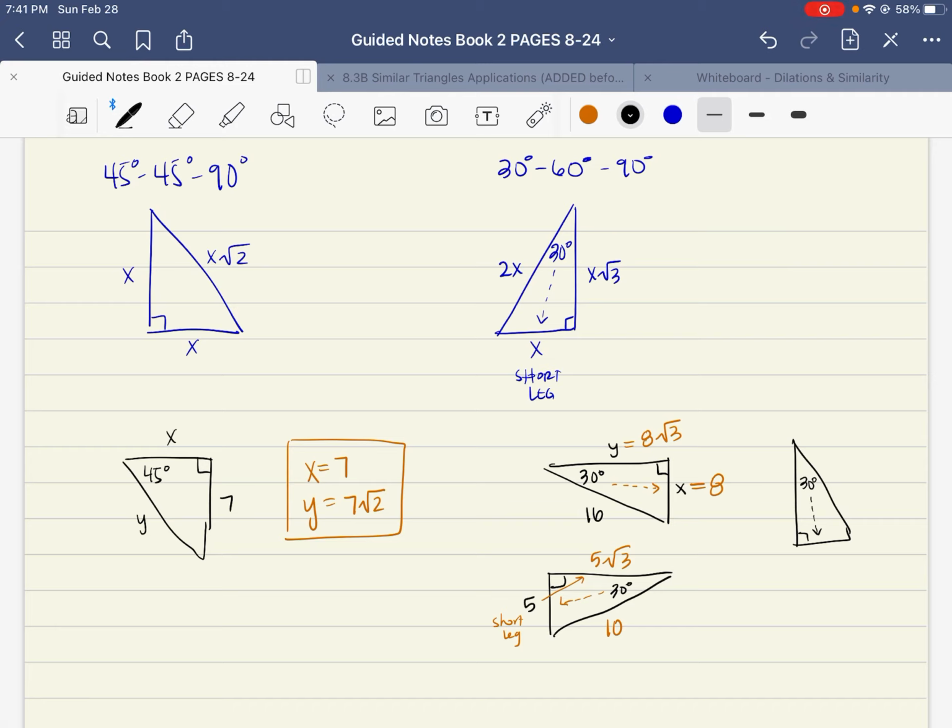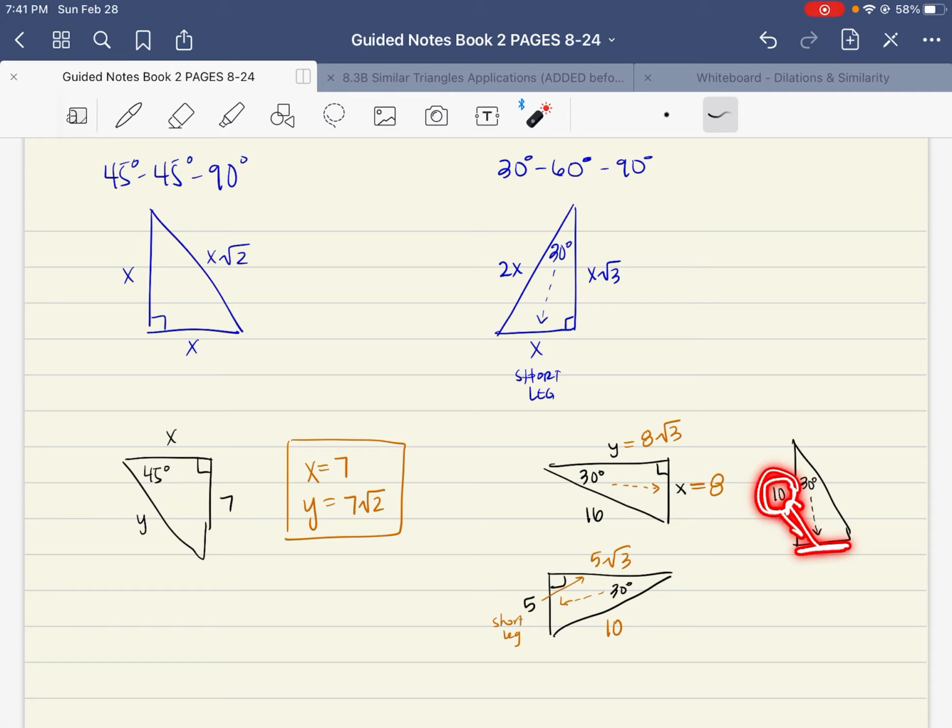On this one, let's say it gives me that the long leg is 10. Now, the tricky thing about it is it's not 10 times the square root of 3, so I can't just say, well, this short leg is 10, this leg is 20, twice as big. But remember, the short leg is related to the long leg. The long leg is root 3 bigger.